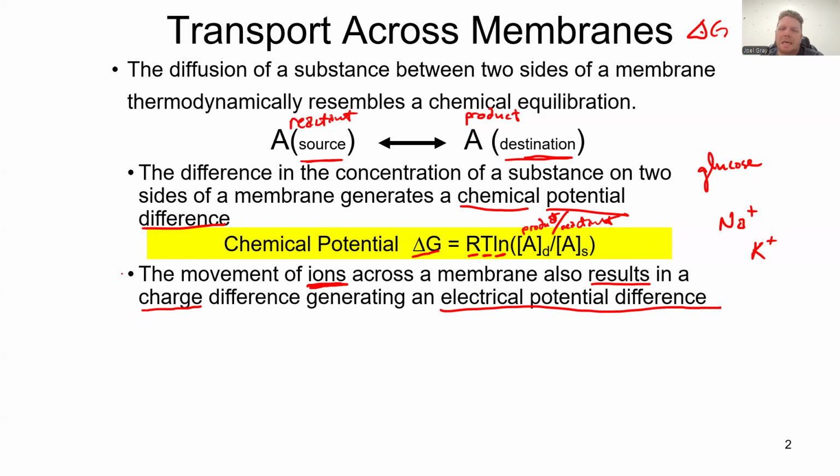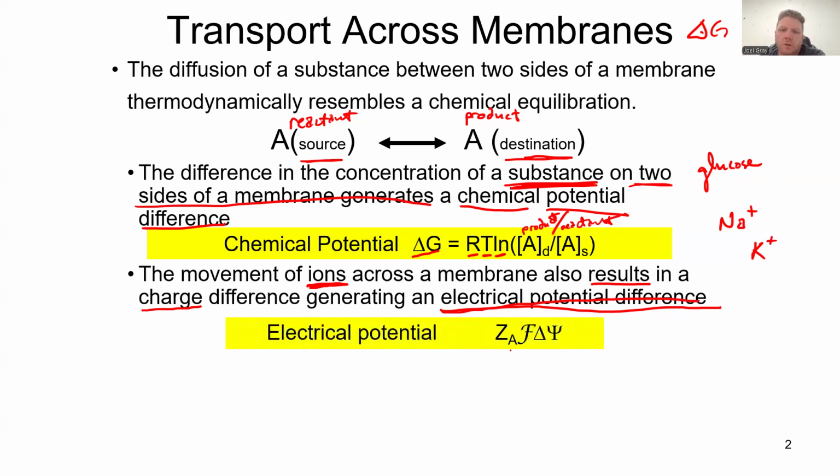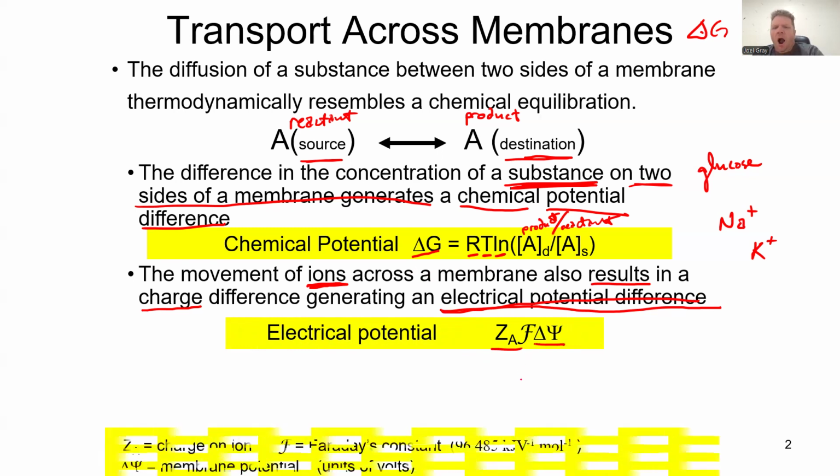Okay, so the movement of ions across the membrane also results in a charge difference, generating an electrical potential difference. So effectively, what this is saying is that when you move any substance across two sides of a membrane, that's going to generate a chemical potential difference. If that substance happens to be an ion, then that's going to develop an electrical potential difference. The electrical potential difference is best described as Z sub A times Faraday's constant times delta psi. Z sub A is the charge of that ion. So sodium, for instance, would be +1.